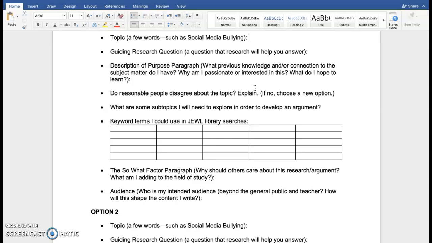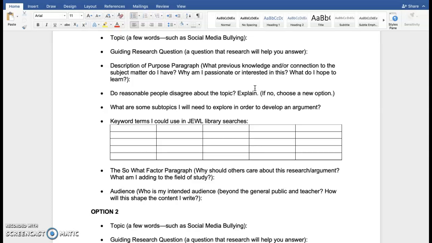I also want you to tell me your purpose of looking at this topic. So what previous knowledge you have or connections you have to the subject matter? Why are you passionate or interested in this? If you don't pick something you're passionate about or interested in, then you're not going to write an excellent paper because it's so difficult to really dig in deep into something that you don't care about.